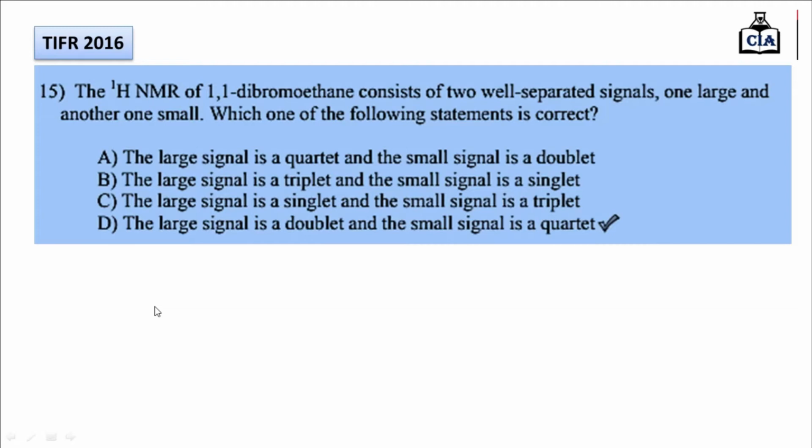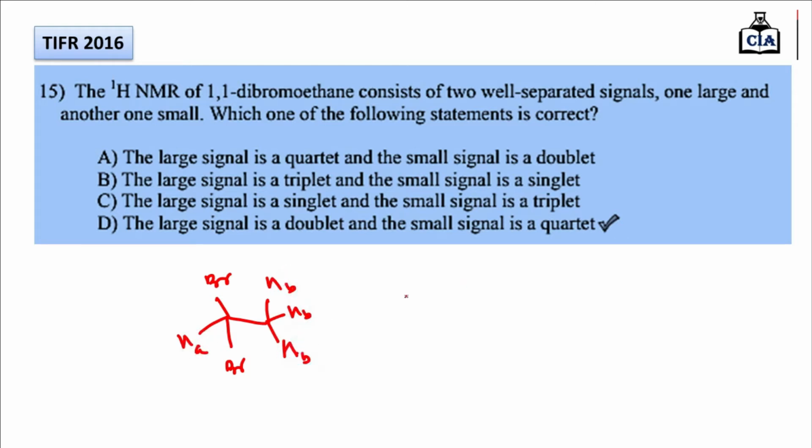Okay, so this first question is from TIFR 2016. In this question we have to find out the correct splitting pattern for 1,1-dibromoethane. So first draw the structure of 1,1-dibromoethane. The structure is this hydrogen atom, and this is bromine. Now all these are hydrogen atoms. So there are a total of two types of proton. This is HA type and this is HB type.